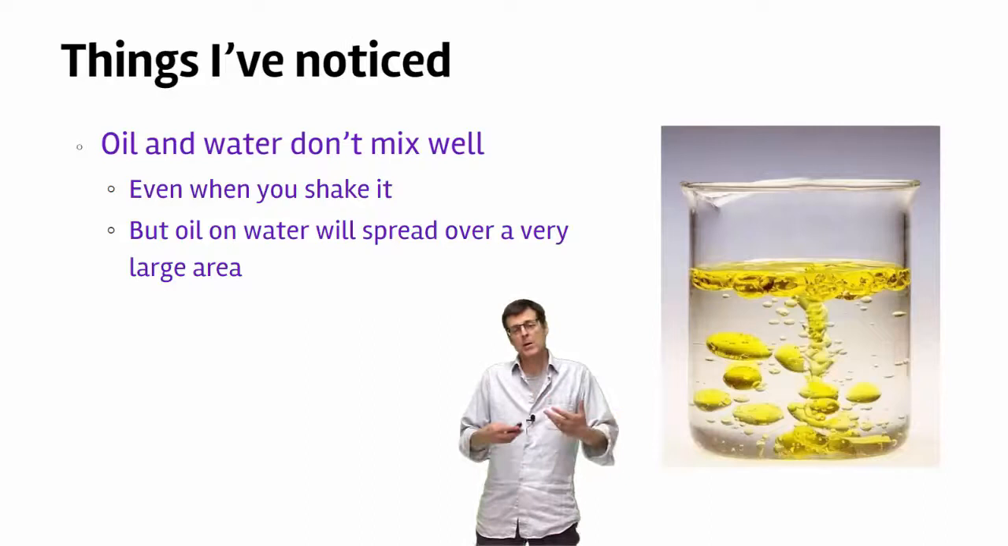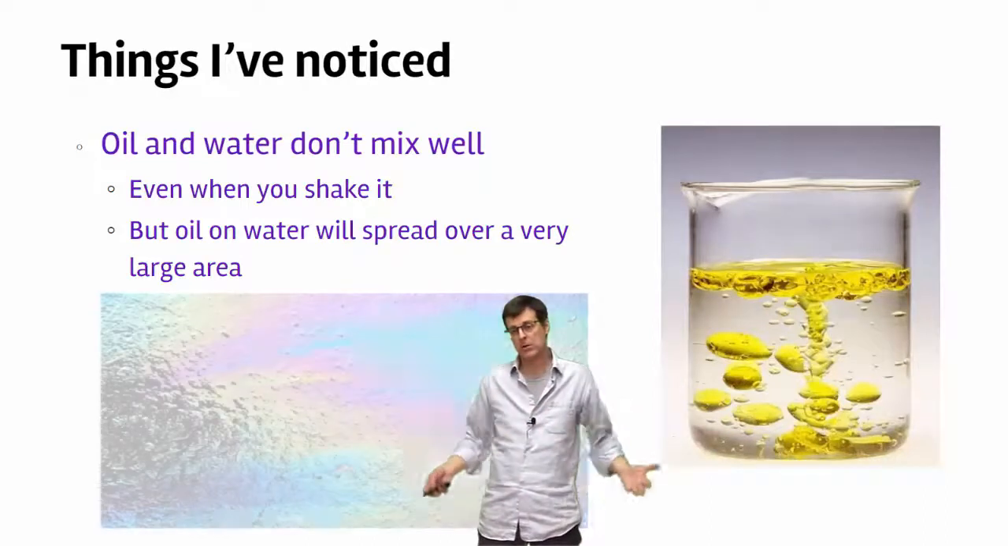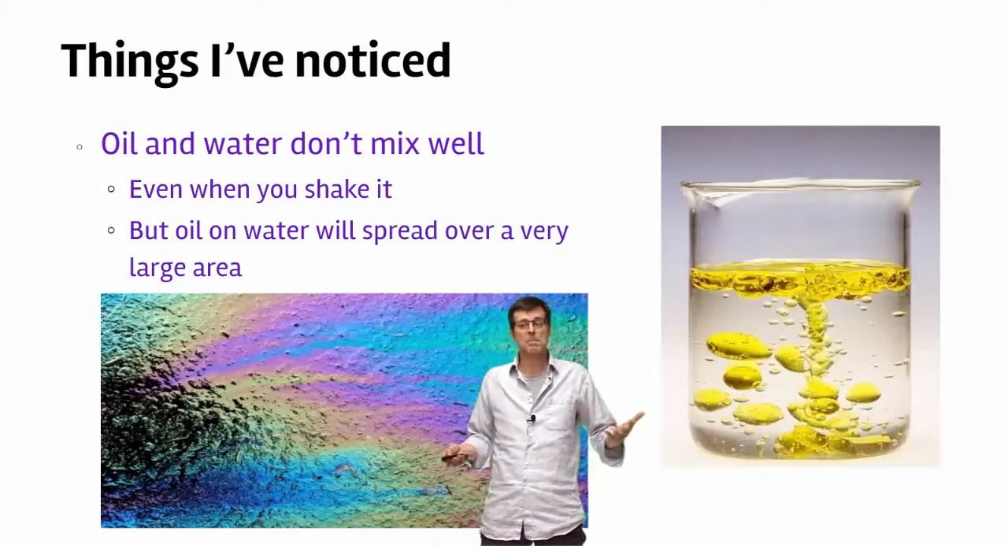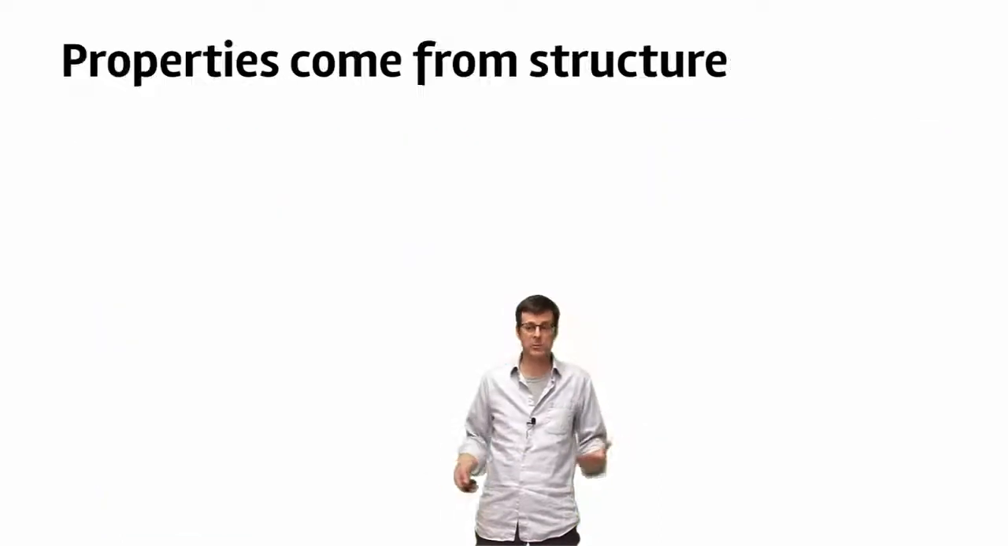Those droplets gather together. On the other hand, if you put oil on top of water in a large area, that oil is going to spread out over that area, and you're going to get this rainbow. It's still not really going to mix that well. So in terms of solubilities, water and oil are not soluble in each other.